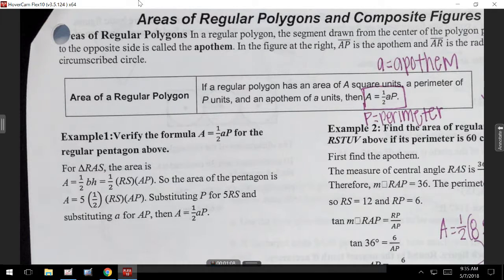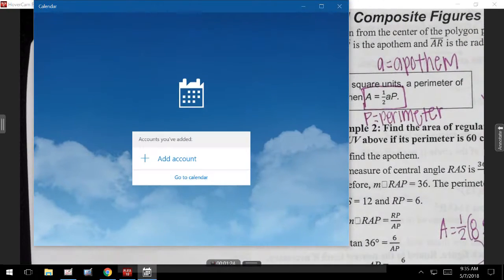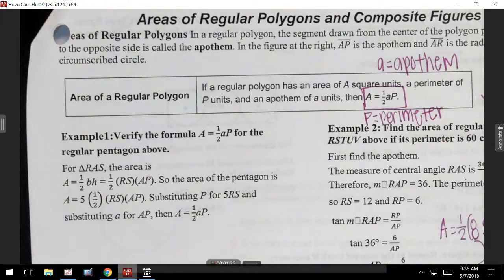So name a polygon. Nonagon. Pentagon. Decagon. Dodecagon. Triangle. Octagon. Hexagon. All of those.